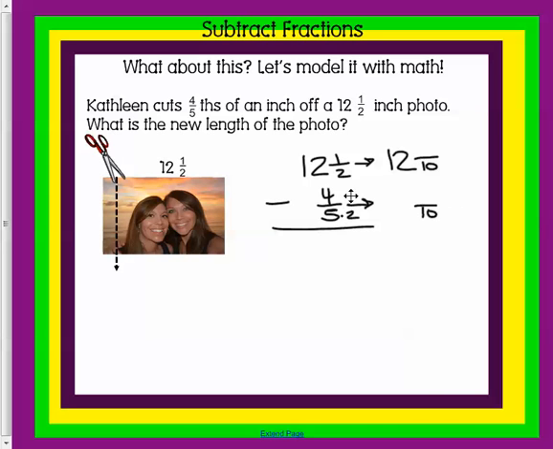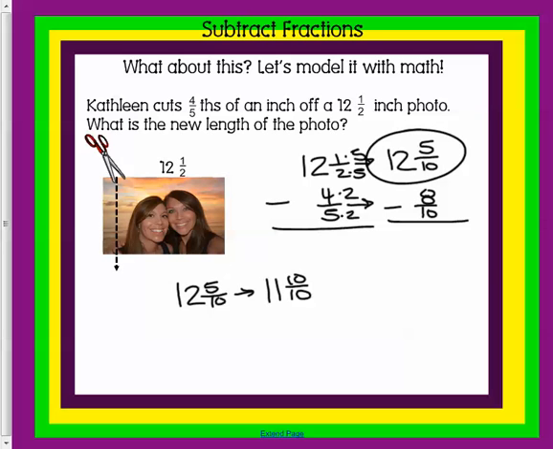But 5 times 2 is 10, and 4 times 2 is 8. 2 times 5 is 10. 1 times 5 is 5. So now I need to subtract. But I can't take 8 away from 5. So let's think about this 12/5 a different way. Let's think of the 12 as an 11 and 10 tenths, okay? Because 10 tenths is one whole. Then add our 5 tenths to it. So we're going to think about it as an 11 and 15 tenths.